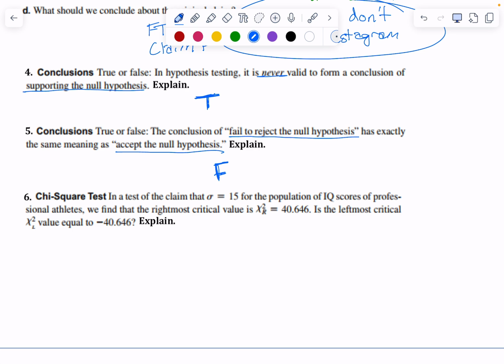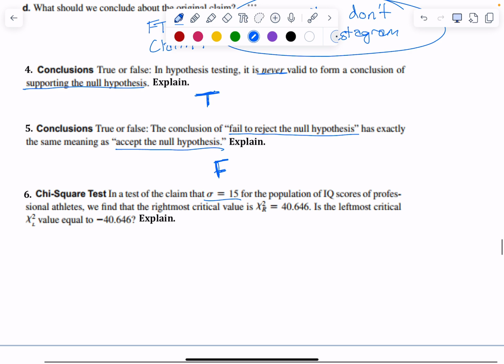I'm recording right now. In a test of the claim that the standard deviation is 15 for IQ scores, we find that the right critical value, chi-squared right, was 40.646. Does that mean that the left chi-squared value is negative 40.646? No, because that's not how that works. Chi-squared doesn't go positive, negative like Z and T do, right? So no.